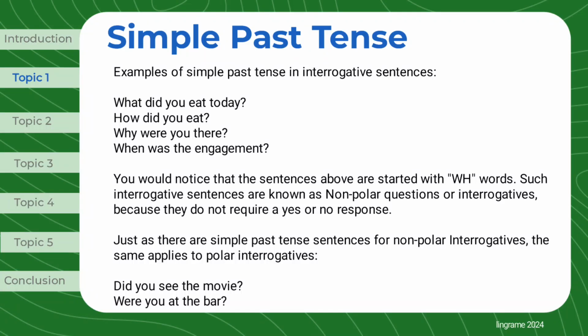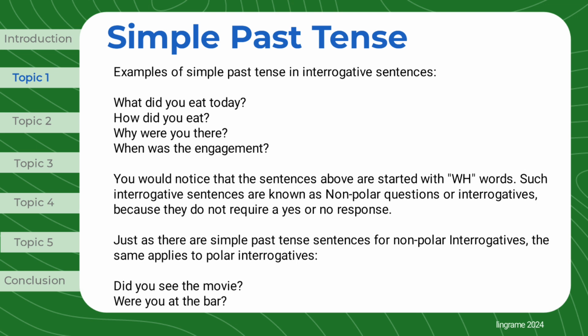Examples of simple past tense in interrogative sentences: what did you eat today? How did you eat? Why were you there? When was the engagement? You would notice that the sentences above are started with WH words. Such interrogative sentences are known as non-polar questions or interrogatives, because they do not require a yes or no response.